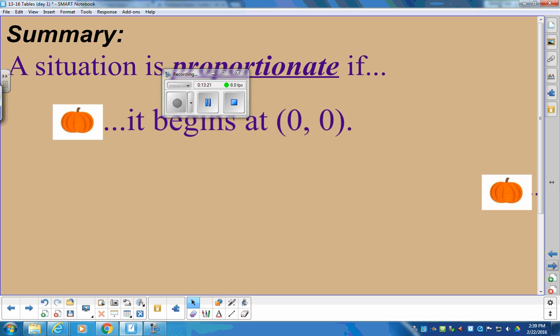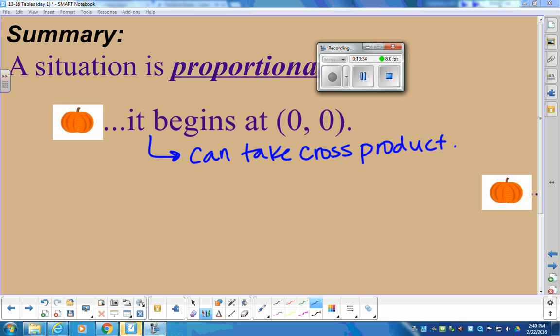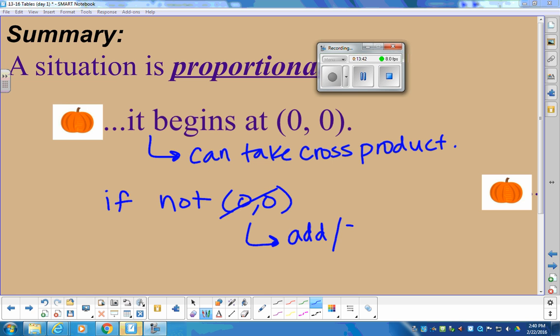All right, so let's talk about our summaries for today. If it begins at 0, 0, then you can take cross products. If not 0, 0, then you have to add or subtract in the table. Go ahead and get those notes down, guys. That's kind of the key for today. If not, you add or subtract in the table.